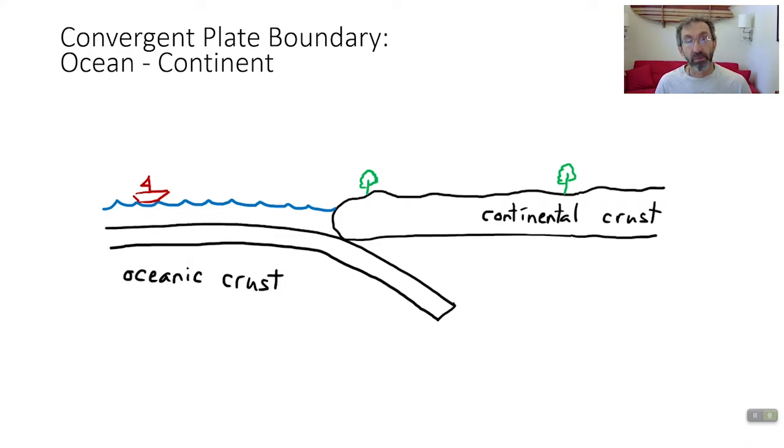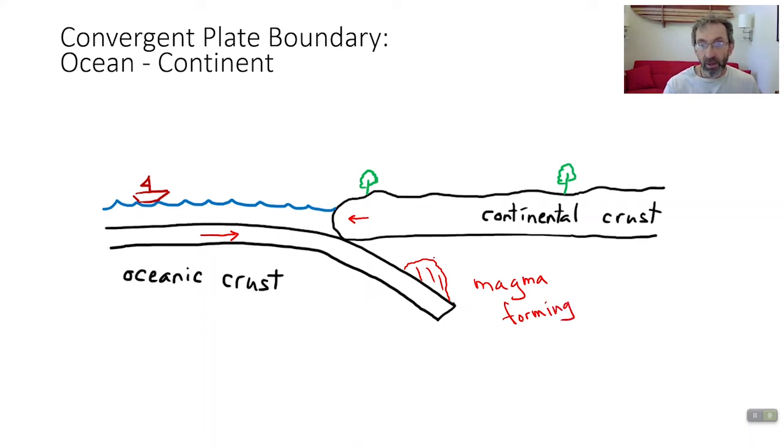Now, another type of convergent plate boundary is where you have an oceanic crust smashing into continental crust. So here on the left, we have the oceanic crust going this way relative to the continental crust, which is going in this direction. And as we saw before, as the oceanic crust dives down, and it's diving down because it's denser than the continental crust, the crust begins to melt, and this is facilitated by the fact that the oceanic crust is saturated with water. So we've got magma forming.